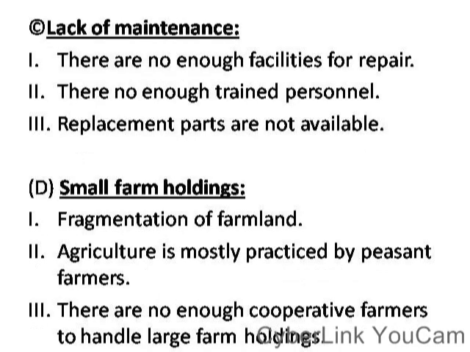Let us look at under lack of maintenance. 1. There are not enough facilities for repair. What usually happens in areas or countries where farm mechanization is carried out is that within the farm or close to the farm, there is always a repair facility in case of any damage to the farm machines. But here in Africa, it is not like that. So when a machine is damaged, it is very difficult to get it repaired sometimes.